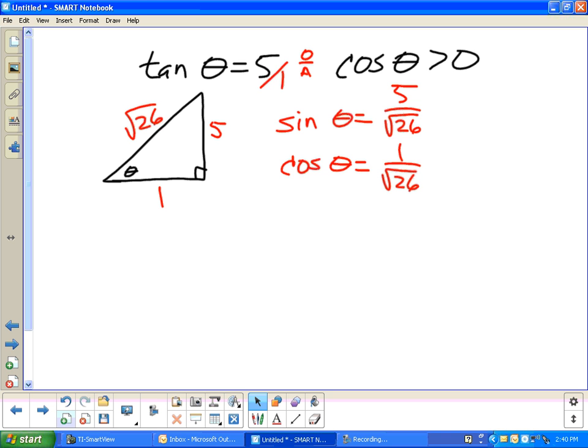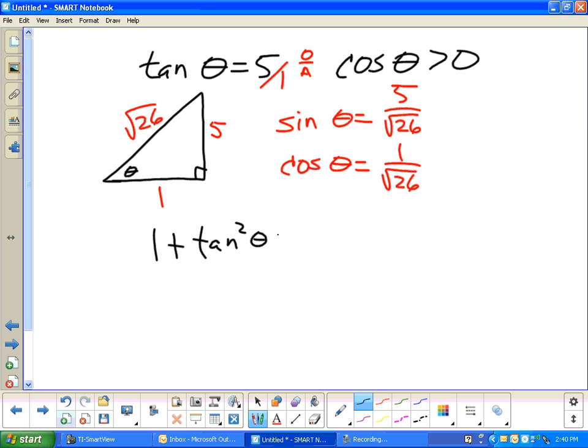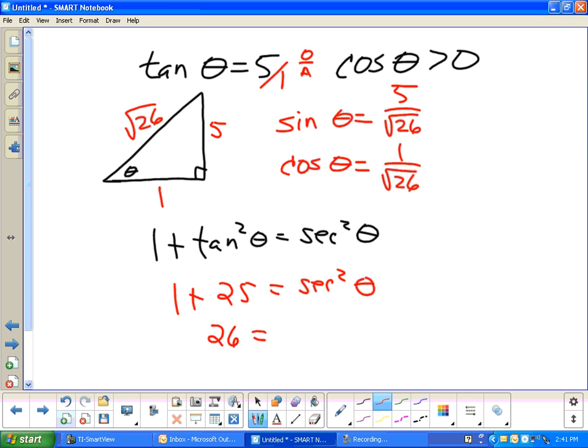I want to do the problem a little differently, and you'll see that all of this still works. I'm going to use the identity 1 plus tangent squared equals secant squared theta. Well, I know what tangent is. It was 5. And tangent squared is exactly what you think it is. It's 5 squared, it's 25. So I can replace this with 1 plus 25, and that's secant squared. And so 1 plus 25 is 26. And that's still secant squared.